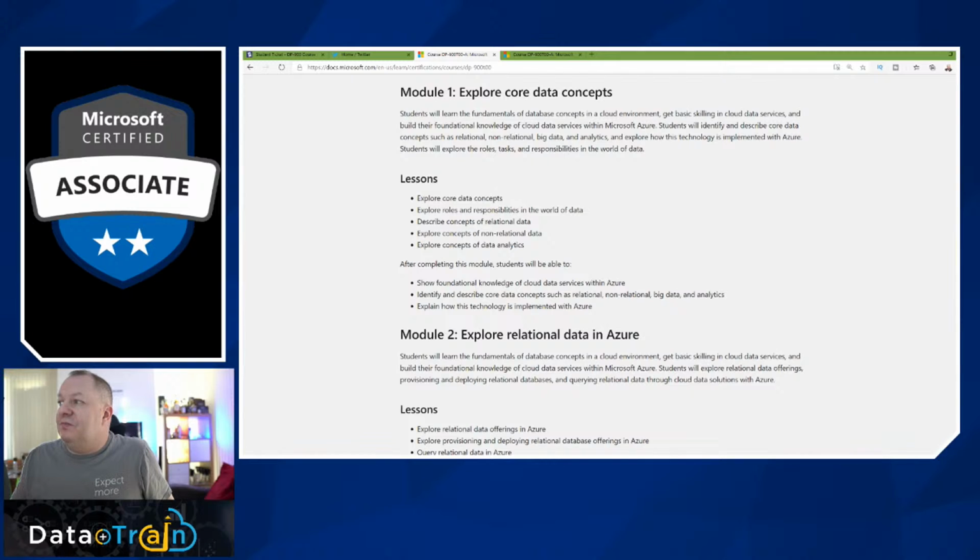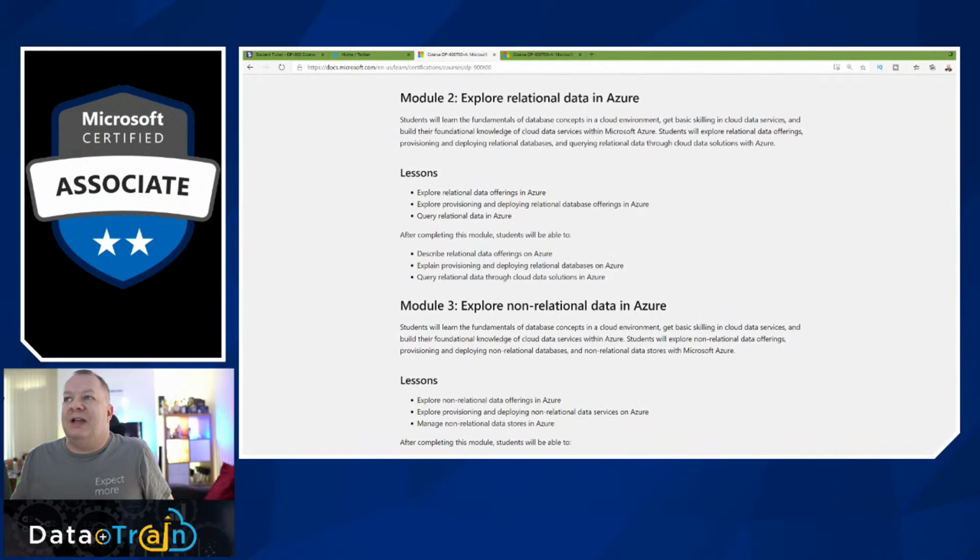Then we're going to move on to module two, which is all about relational databases. This is really focusing on those relational database SQL Azure family offerings that we have.